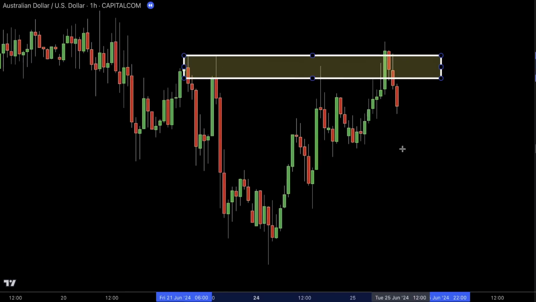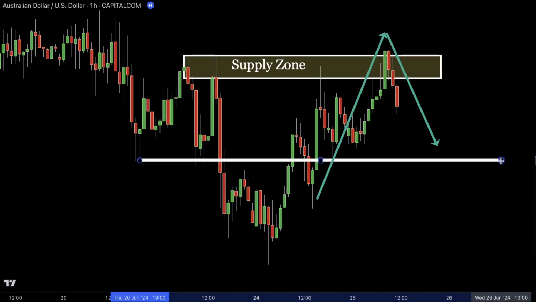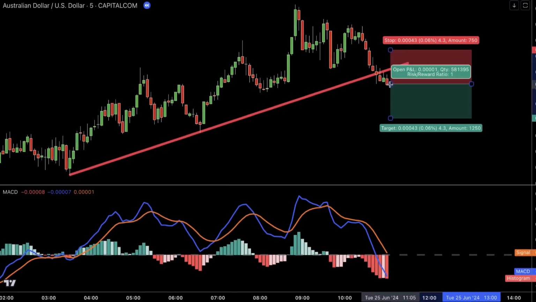On the hourly chart, we can see that the market had been trending up. However, it encountered a supply zone and got rejected. This rejection suggests that the market is likely to move downward, potentially heading toward the next support level. This higher time frame bearish outlook supports our sell signal on the 5-minute chart.